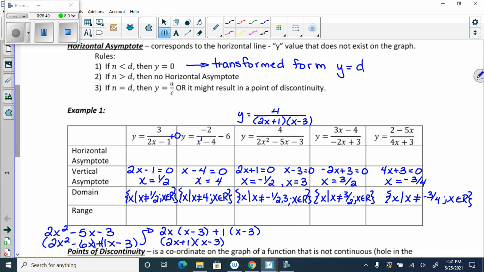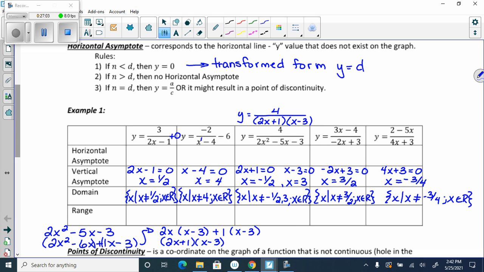Now, you have n equals d when the numerator equals the denominator. You take the leading coefficients in front of the variables that are the same. And then if your numerator is greater than your denominator, you often have no horizontal asymptote because you have a point of discontinuity, which we haven't dealt with yet. So let's go through these ones.